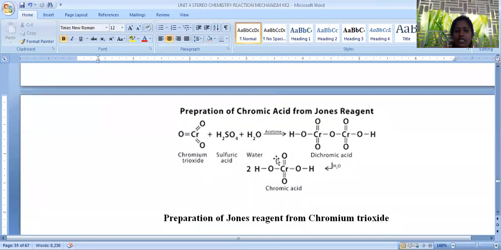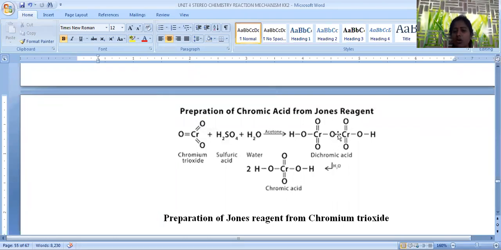This Jones reagent is prepared by taking chromium trioxide. It's a preparation we are going to discuss. Chromium trioxide is treated with sulfuric acid and water. In the excess amount of water, what happens? It is converted into dichromic acid. So dichromic acid is nothing but the dimer form of the Jones reagent.